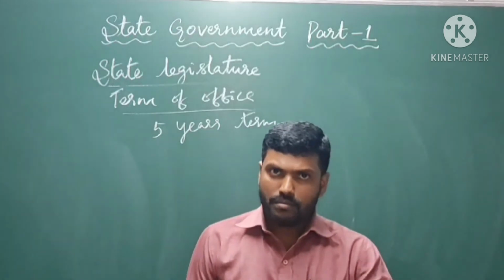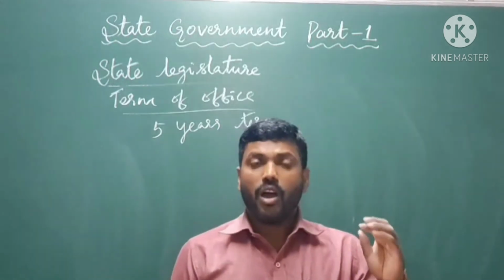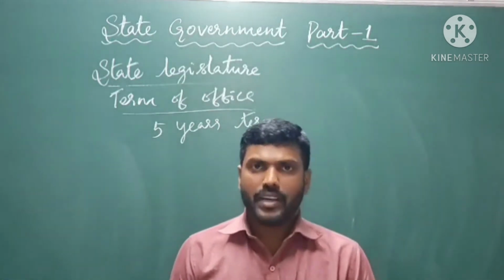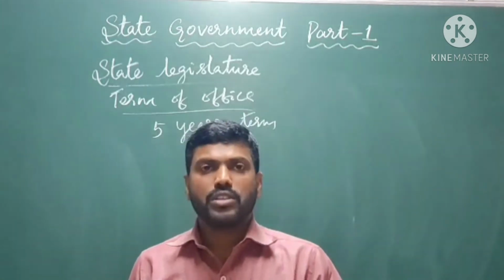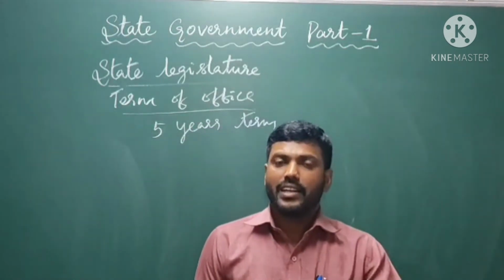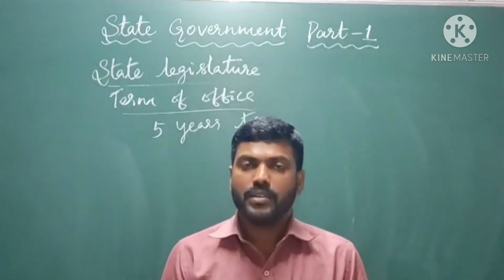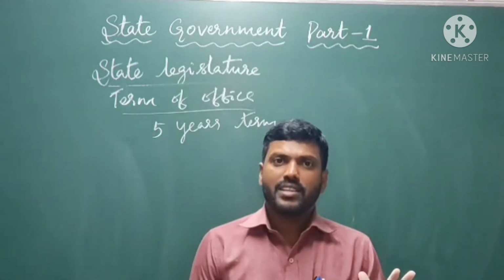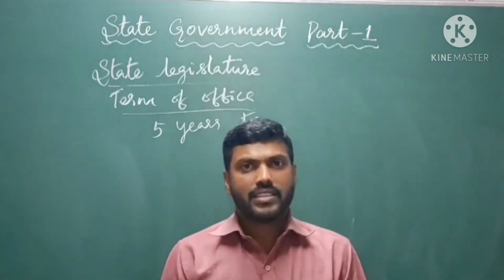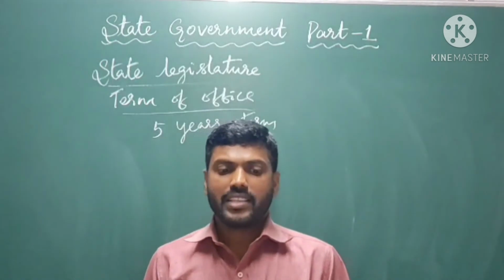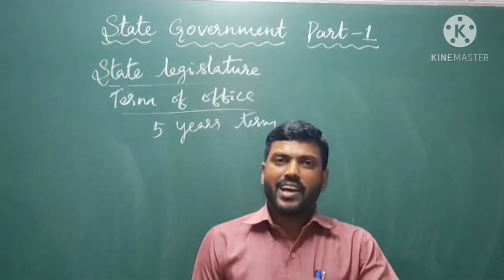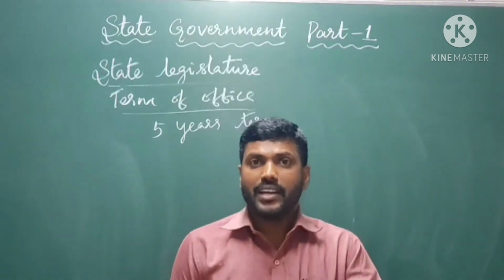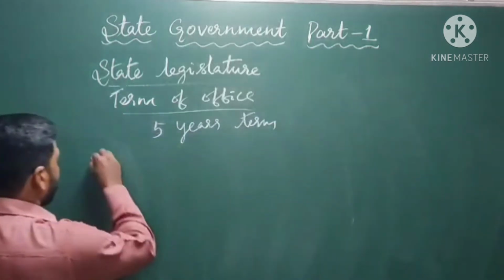Okay, assembly may dissolve before expiring the full term on recommendation of the cabinet. According to the recommendation of the cabinet, governor has complete right to dissolve the assembly before expiring the term. Before completing the 5 years of term, governor has the right to dissolve the assembly anytime, but the recommendation of the cabinet is very essential to do that work. Next, if the assembly is dissolved by the governor, during that time the state will come under the presidential rule.